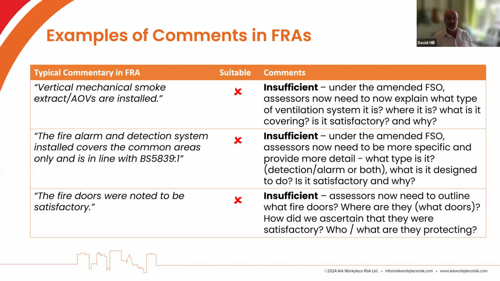Statements such as, a fire alarm system is provided and covers the common areas and is in line with BS 5839 part one. Great. The fact that we've got a system is great. But again, under the Act, under the amendments, assessors have got to be far more specific and provide far more detail. What type of fire alarm system is it? What is it doing? Is it detection only? Is it detection and alarm? What is it designed to do? Is it L1, 2, 3, 4, 5? What is it actually designed to operate? What is it activating? And is it satisfactory and why? What's the evidence to suggest that everything's fine?